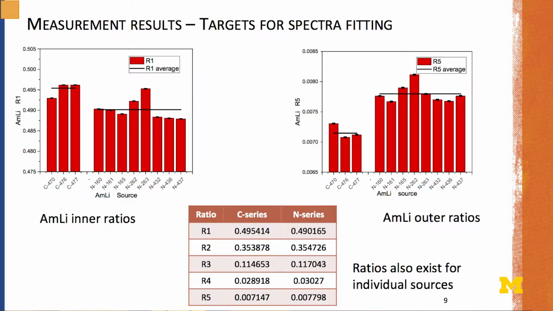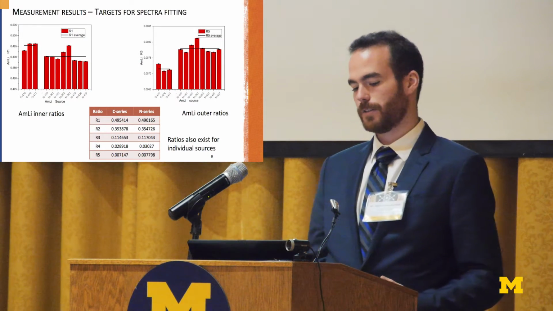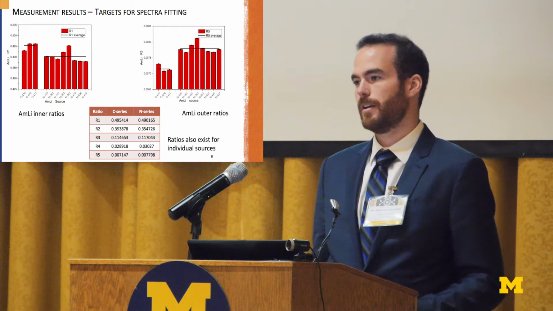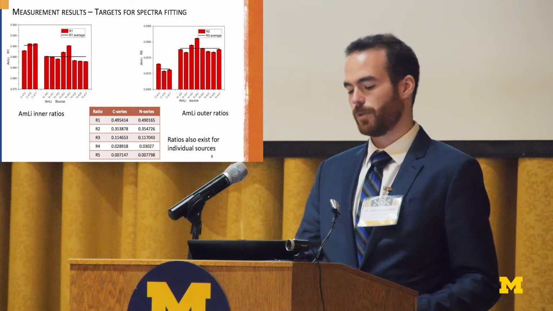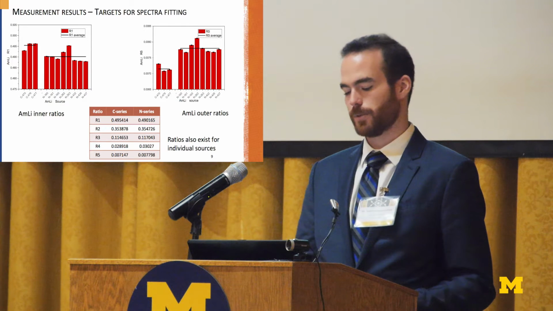And then these are the inner and outer ring ratios for the AMLI sources. Again, the black line's the average, so you can see that the 2 series are significantly different. And you get these ring ratios for all 5 of the rings, which is what's in the table. And so those are the measurement values that we tried to fit our spectra to match. These are averages for the series. We also have these ring ratios for individual sources so that you can generate a spectra for a specific source.